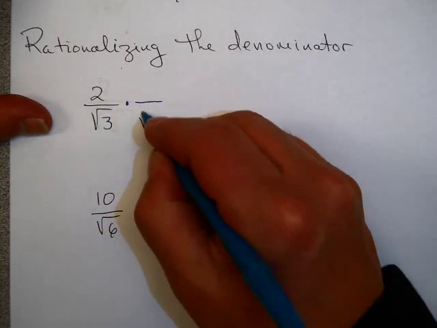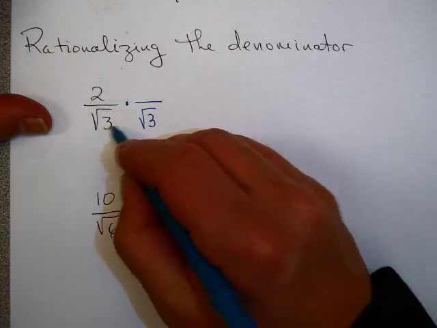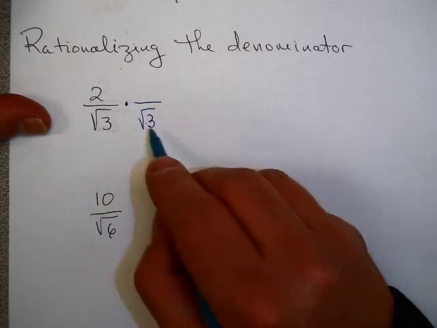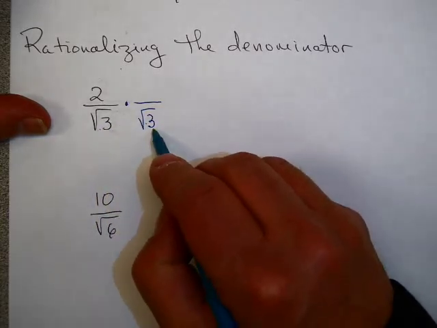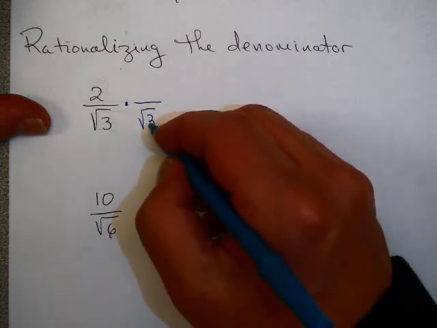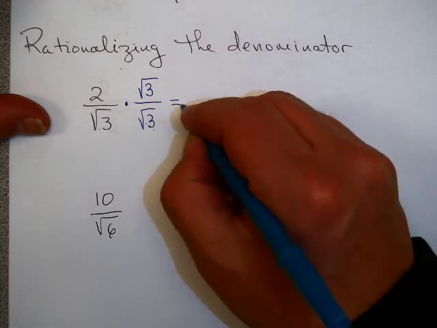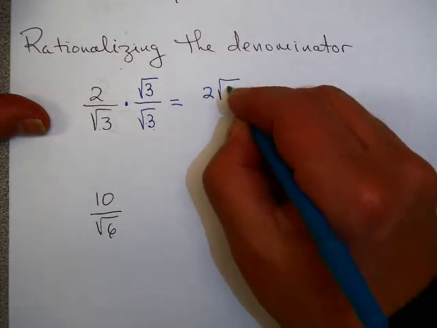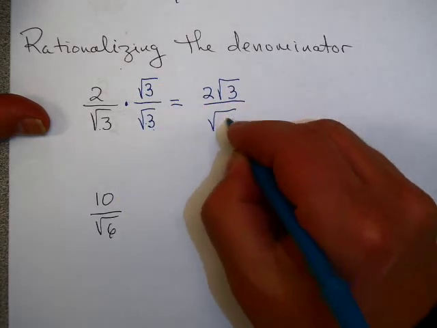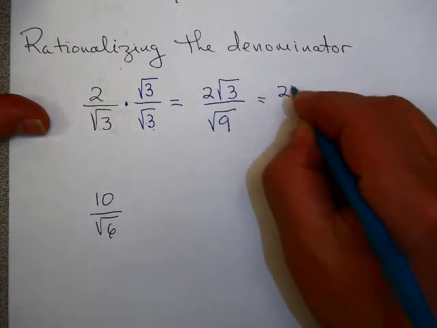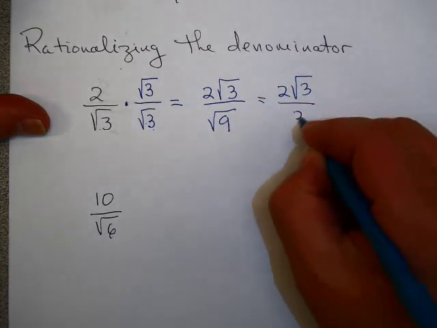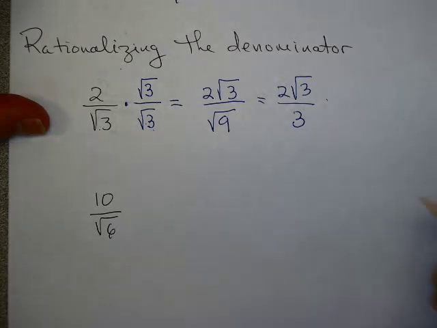Well, since I start with a square root, if I multiply by the square root of 3, square root of 3 times square root of 3 is just 3. But I can't just go around multiplying the denominator by itself. I need to multiply the numerator too. So that's 2 times the square root of 3 over the square root of 9, and the square root of 9 is none other than 3. So this problem is said to be rationalized.